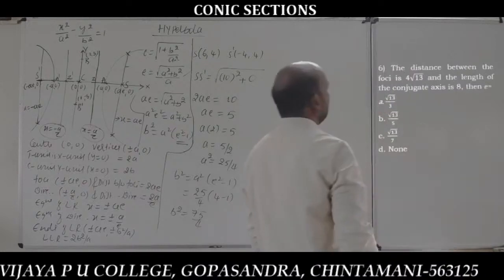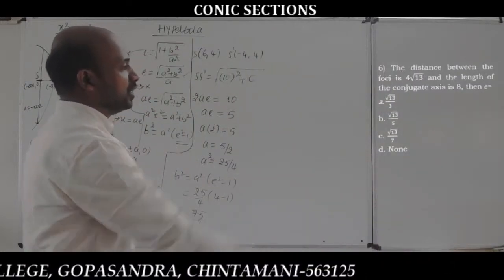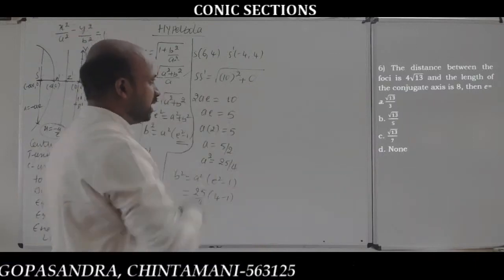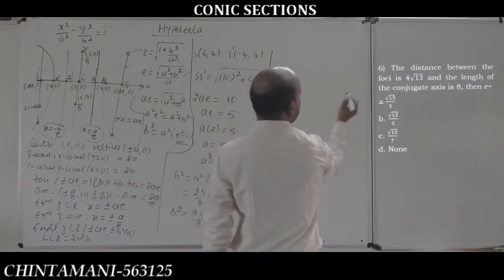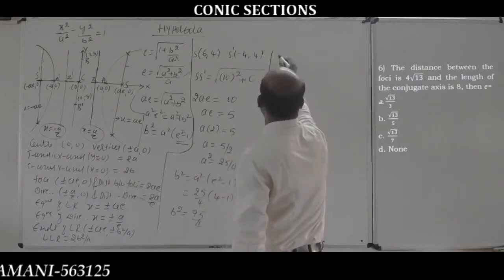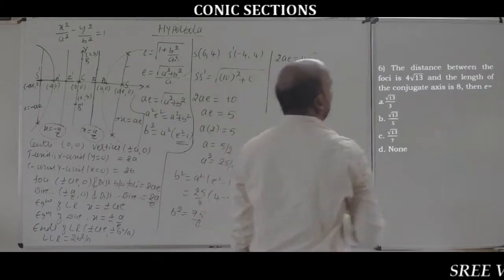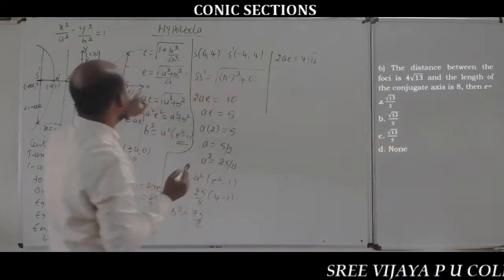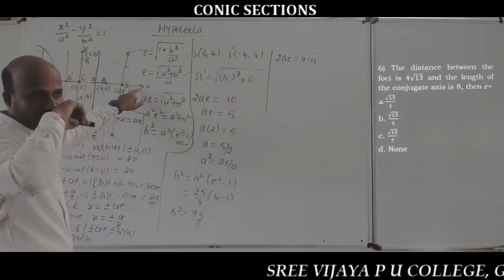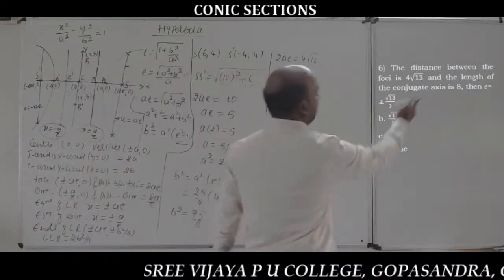Next one. The distance between the foci is 4 root 13 and the length of the conjugate axis is 8. Then what will be the eccentricity? The distance between the foci is, by the standard formula, 2ae is 4 root 13. Taking the standard form, the x-axis is the transverse axis with length 2a, and the length of the conjugate axis is 2b. So the length of the conjugate axis is 8.